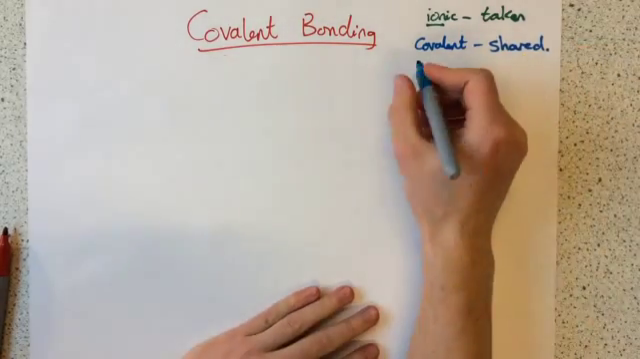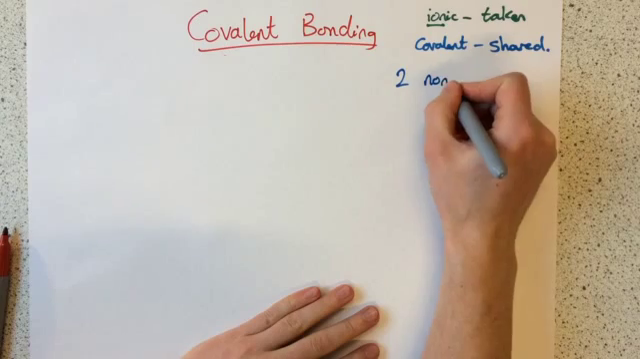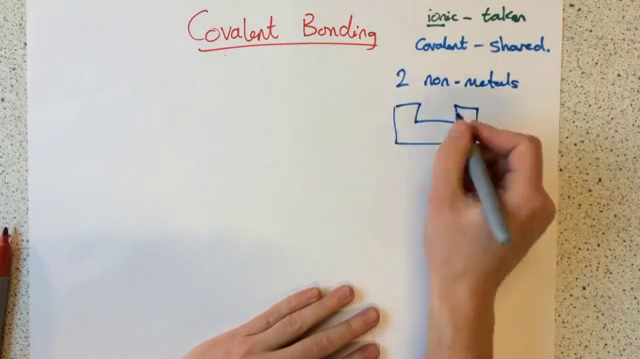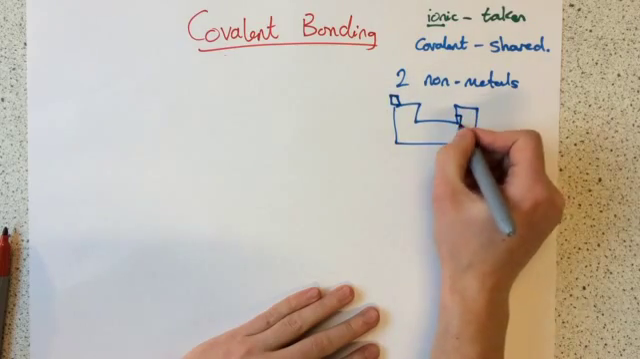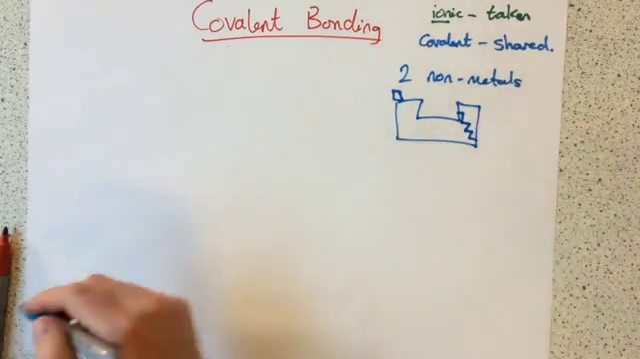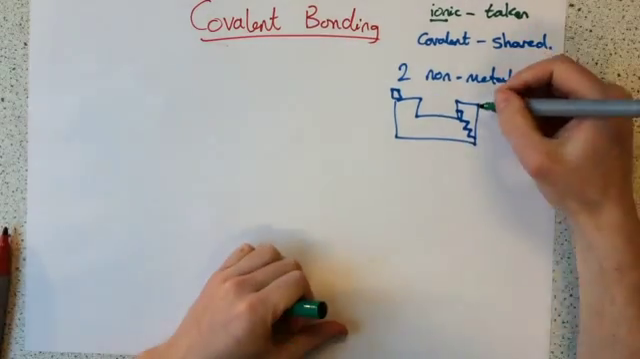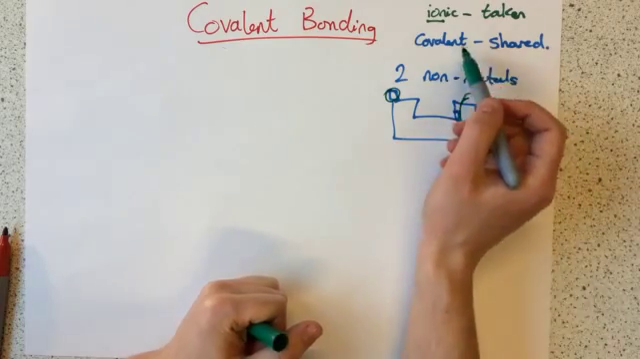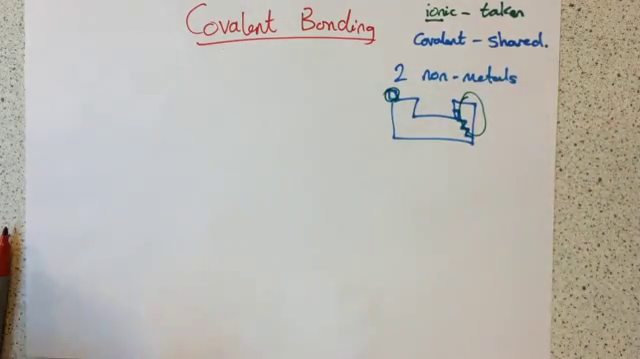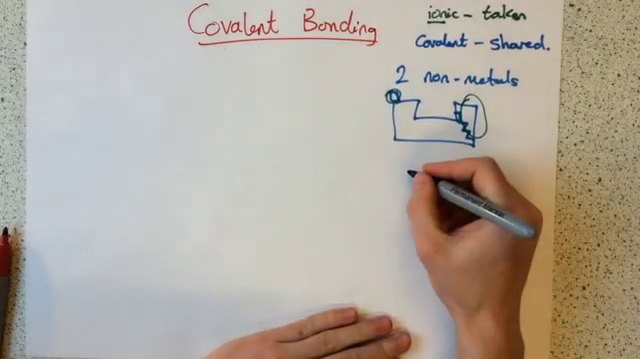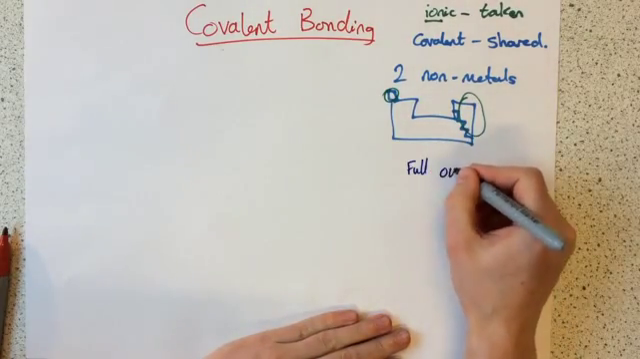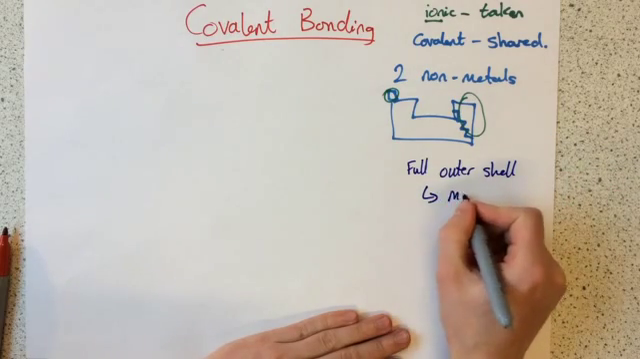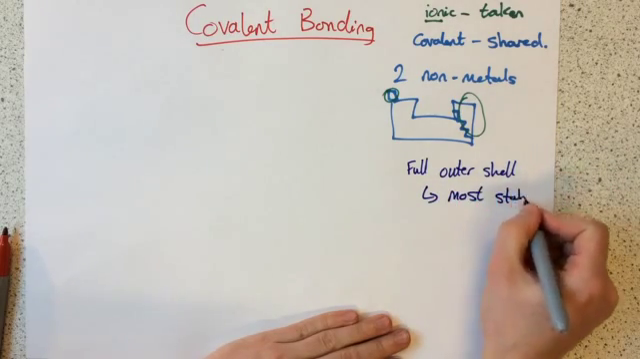Okay? Covalent bonding happens between two non-metals. So if this is your periodic table, here's hydrogen. This side here are non-metals and hydrogen is a non-metal. So two non-metals sharing electrons. And the reason they do this is to create a full outer shell, because this is the most stable.